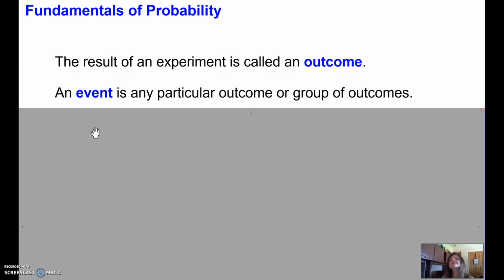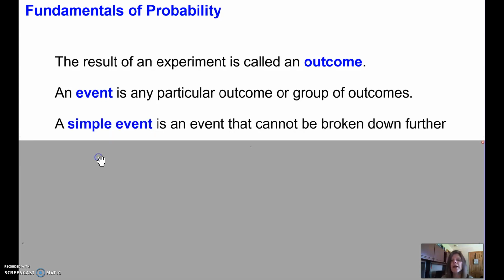An event is specifying a particular outcome or group of outcomes. So for the coin, an event would be getting a tail. For the cards, an event could be drawing a heart, or it could be drawing a 2 of spades. Those are both events. One has a lot of possible outcomes involved in it, and the other one has just one. That one, the 2 of spades, would be considered a simple event. It cannot be broken down any further.